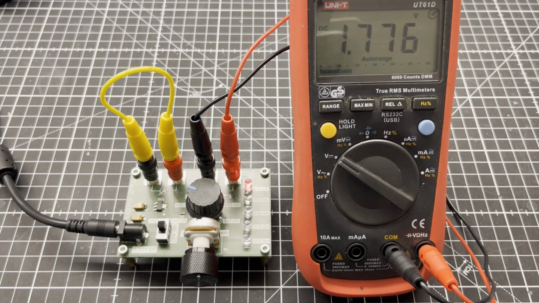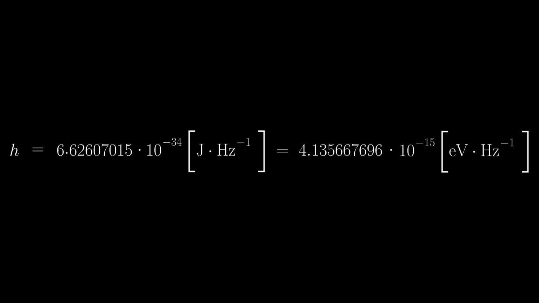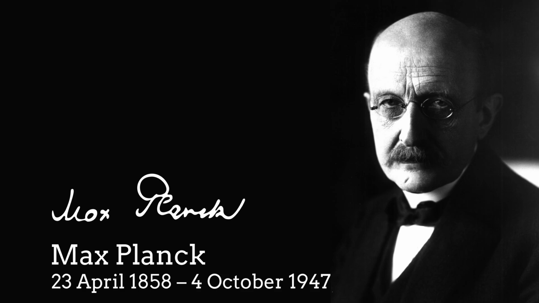In this video I show you how the Planck constant can be determined experimentally using LEDs. Planck's constant, denoted by h, is a fundamental physical constant of foundational importance in quantum mechanics. The constant was postulated by the German physicist Max Planck in 1900 as a proportionality constant needed to explain experimental black-body radiation. Planck later referred to the constant as a quantum of action.